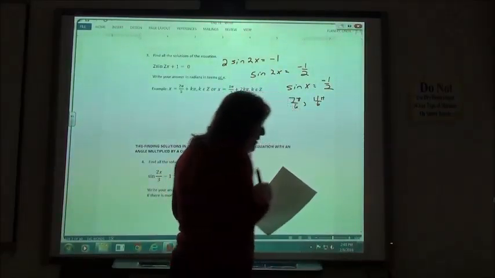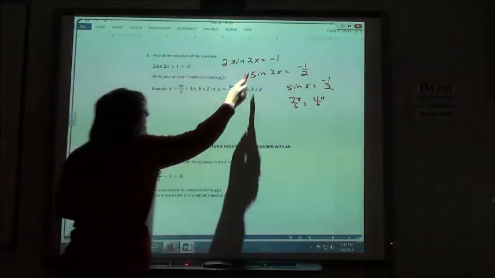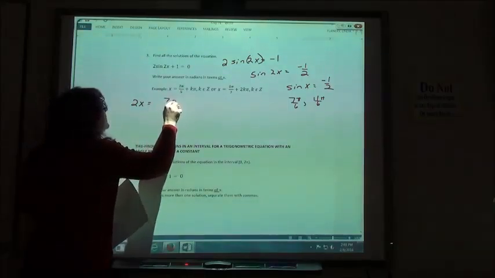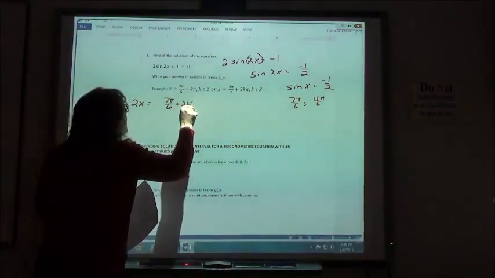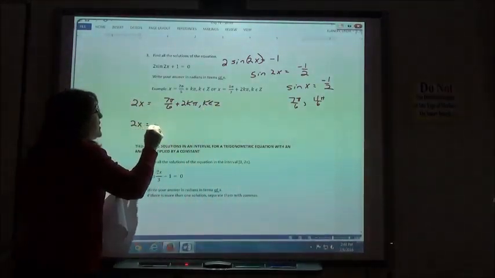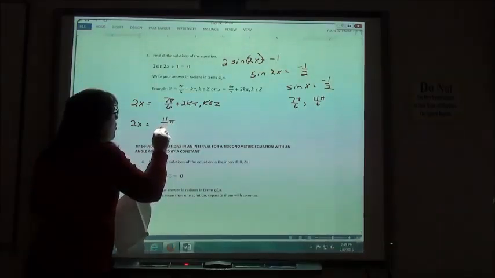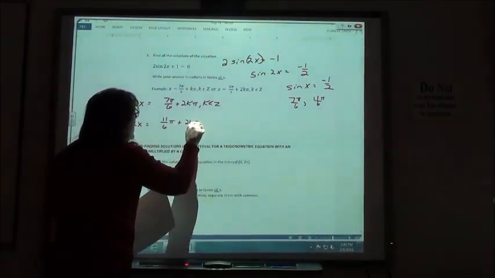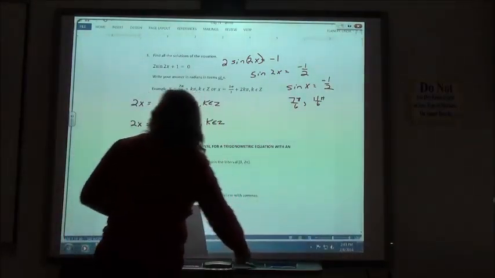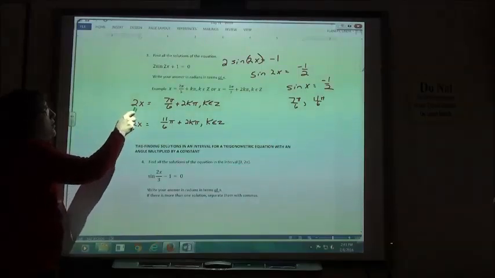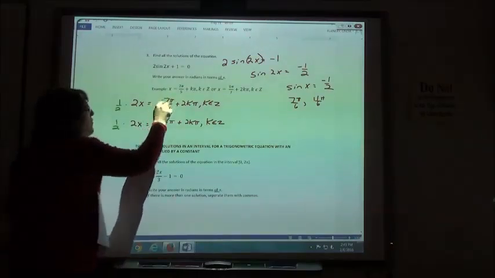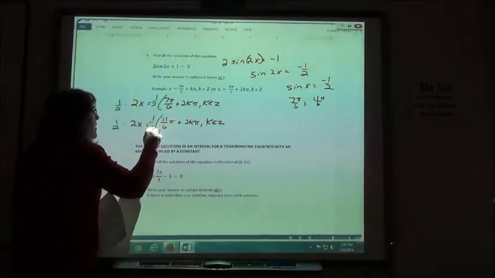Again, we can't combine those into one answer, so we are going to say this time we have a 2x here. 2x can either equal 7 pi over 6 plus 2k pi, with k being an element of z, or 2x is going to equal 11 pi over 6 plus 2k pi, with k being an element of z. So if we're going to solve these ones, we are going to divide by 2, which is multiplying by 1/2 in order to solve those. So we're going to take half of those.